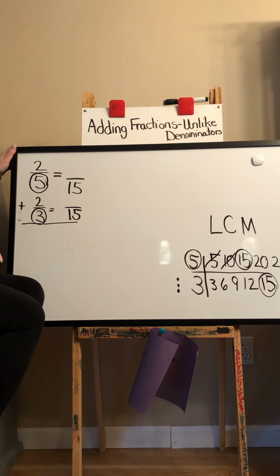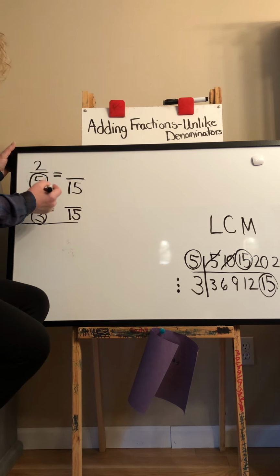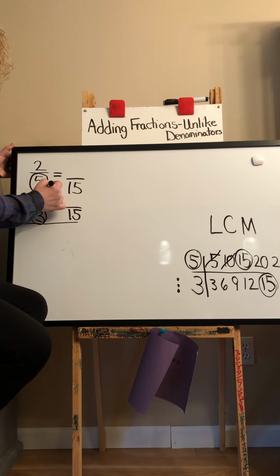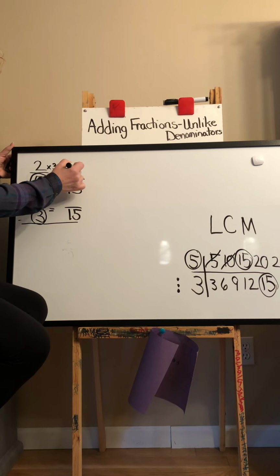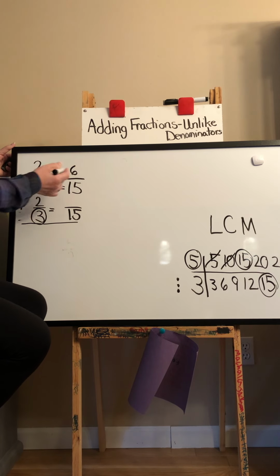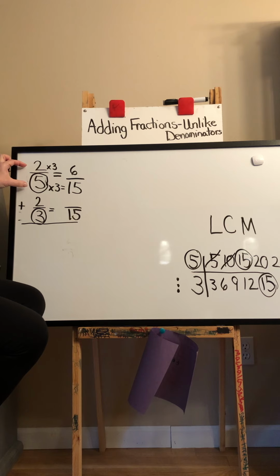Okay, so the rule is when you're finding common denominators, you multiply the bottom and the top by the same number. Whatever you do to the bottom, you do to the top. And my students always say that. Whatever you do to the bottom, you do to the top. So 5 times 3 equals 15. So you'll do the same thing to the numerator. 2 times 3 equals 6. So there's my new equivalent fraction. 2/5 is equivalent to 6/15.